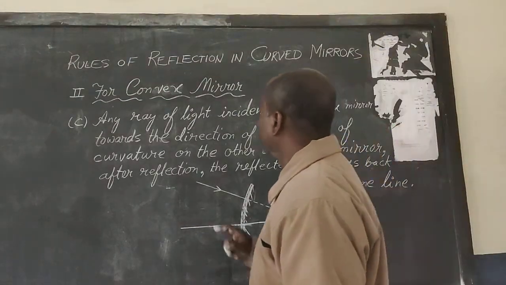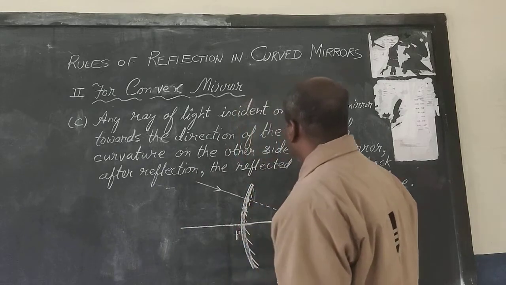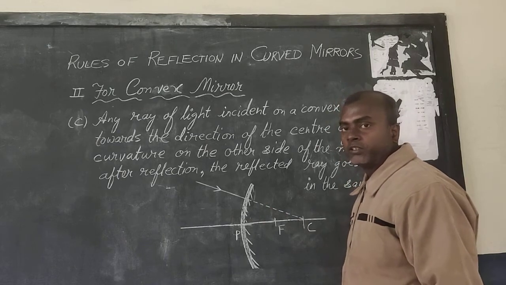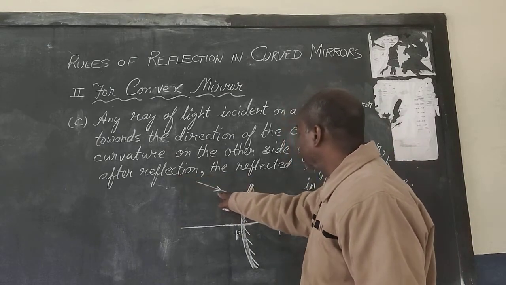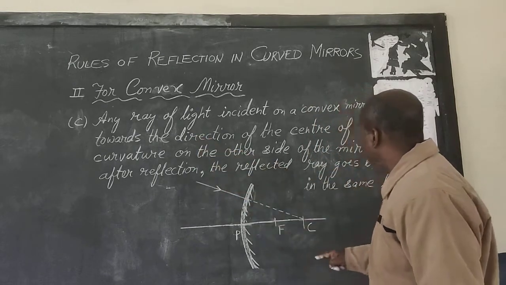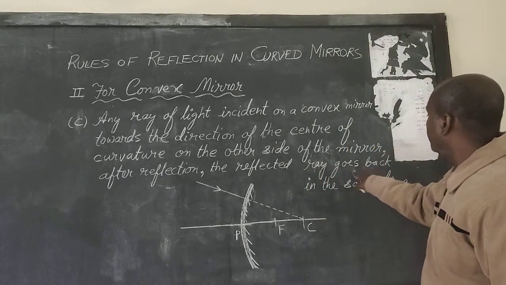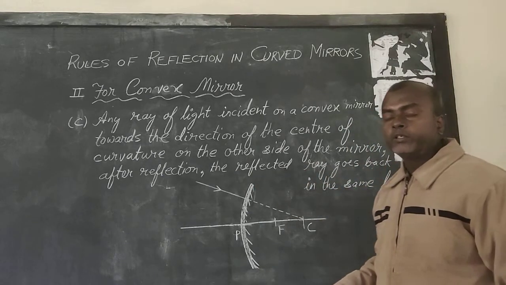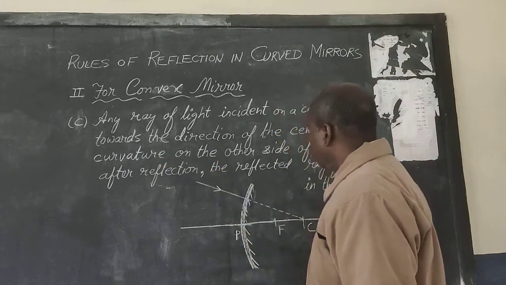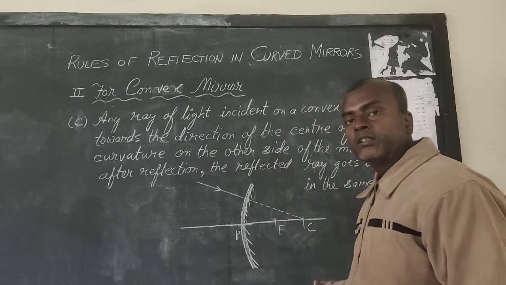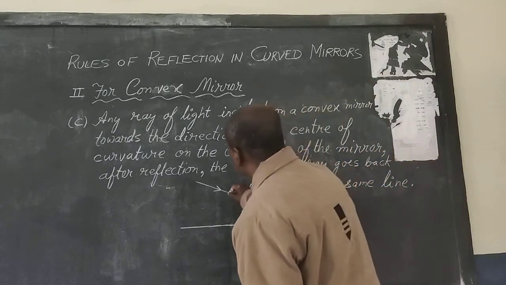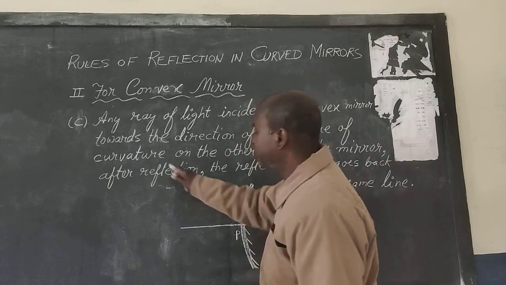The third rule in case of convex mirror is, now the incident ray will be in the direction of the center of curvature. If there is any incident ray which comes in the direction of the center of curvature, then the reflected ray will go back in the same line. Now if you recall, for concave mirror also we had one such case wherein a ray of light was coming towards the center of curvature. Then what happened to it? The reflected ray went back in the same line. So also in this case, the reflected ray will go back in the same line as the incident ray.